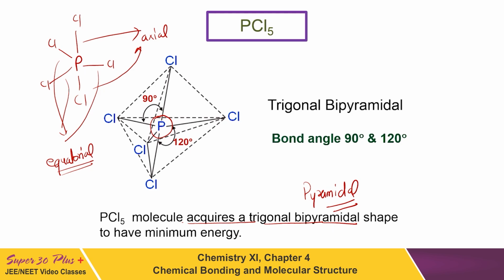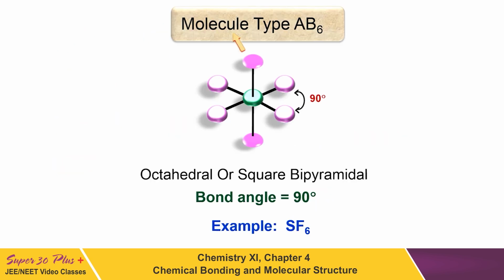In the AB6 molecule, the shape is octahedral. Octahedral means 8 faces. Like I said, tetrahedral means 4 faces, similarly octahedral means 8 faces. Here in this example, all bond angles are 90 degrees. The real life example is SF6. Now please try to adjoin the centers.